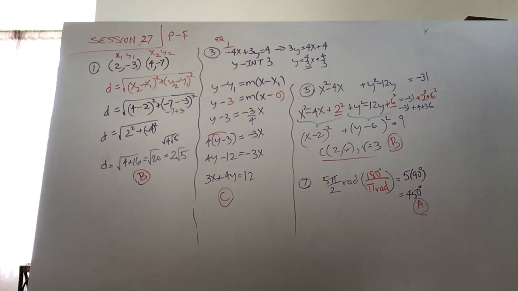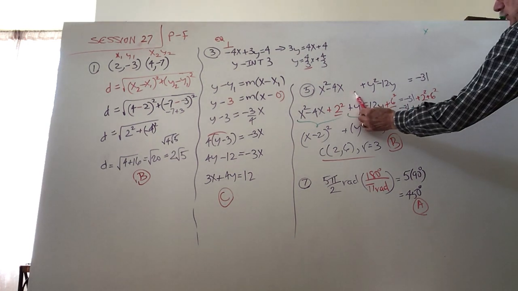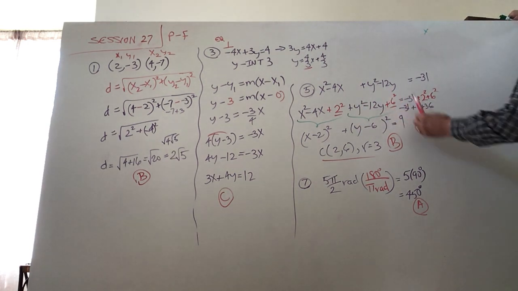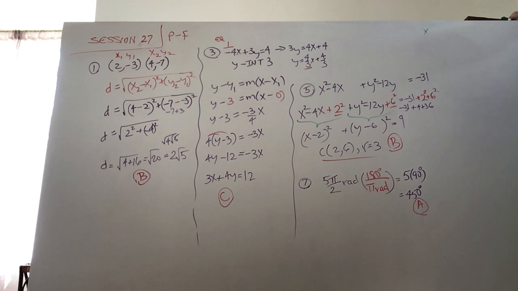And number 5 I've separated already. Number 5 says to find the center and radius of this equation. And we're looking for the equation of a circle. We're given the equation of a circle, looking for the center and radius of that circle. So what we want to do is to leave a space between the x and the y squared, and also between the y and the equal sign. I subtracted 31 from both sides.